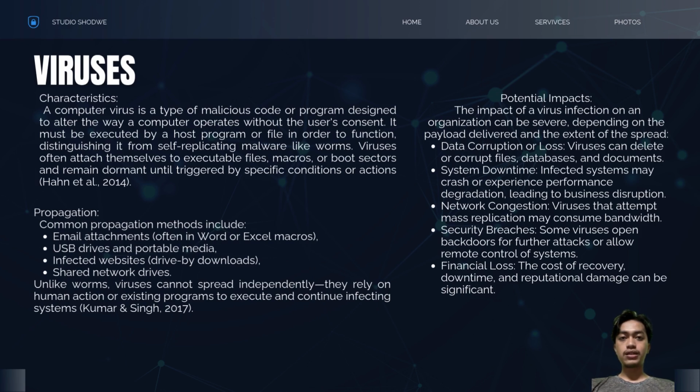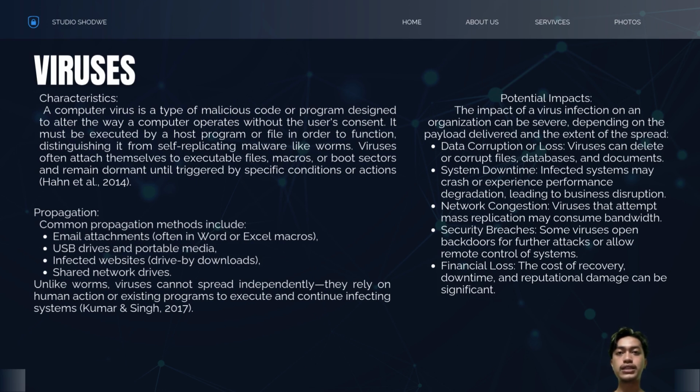Over time, this can result in significant performance degradation or complete system crashes. Viruses typically spread through vectors like email attachments, infected USB drives, network shares, or malicious websites. What makes them particularly dangerous is that they can stay dormant and undetected for long periods.